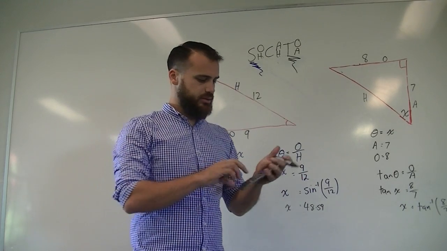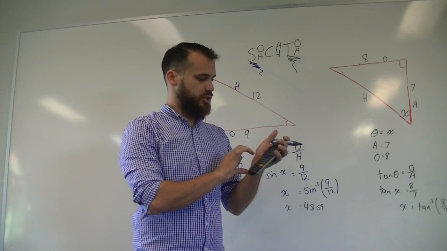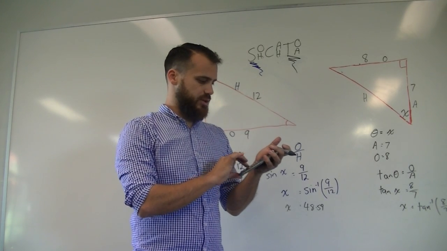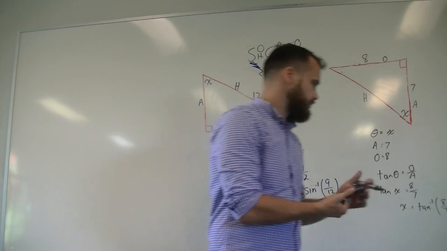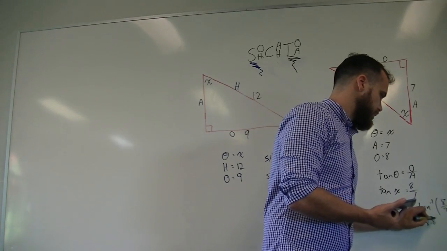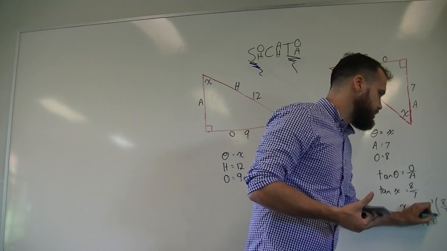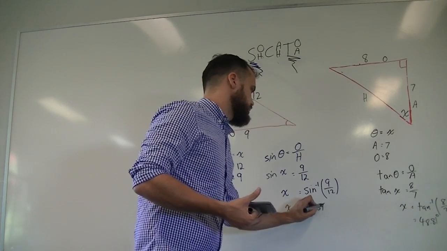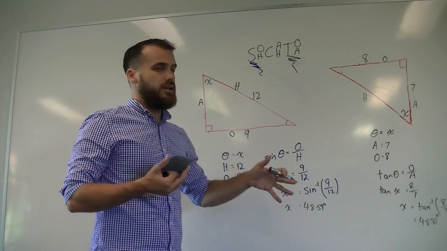Use my calculator, shift, tan, fraction button, 8 over 7, close the bracket up, equals 48.81. Now remember these angles, so in both cases, degrees. Okay, that's about it. That's finding an unknown angle using trigonometry.